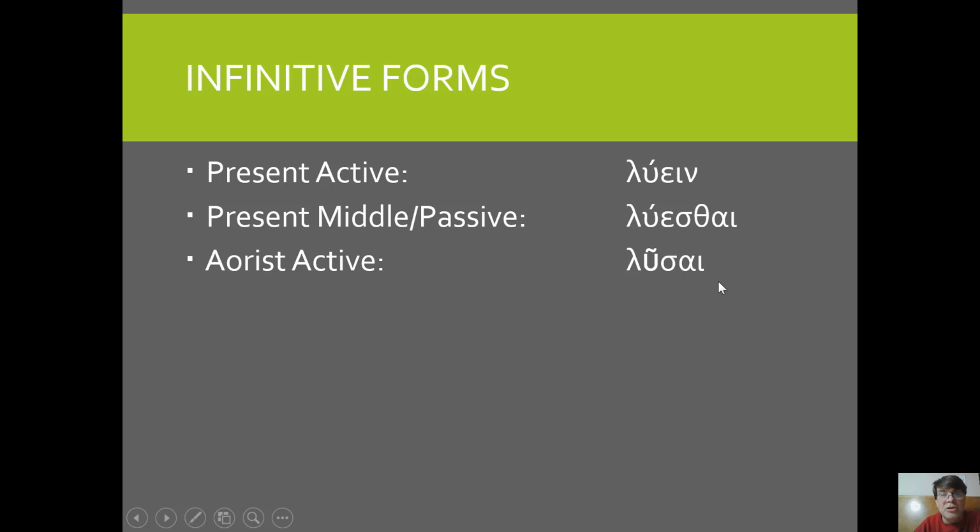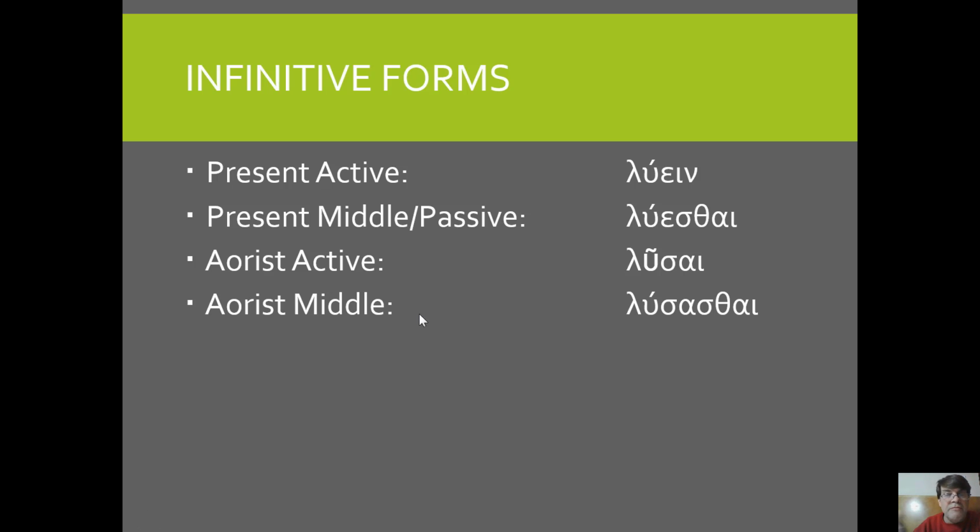Okay, so it just means to loose, no frills, generic Walmart brand tense, to loose. Aorist middle, lusasthai. Again, 6 out of 7 infinitives end in I. I've come to associate stha with middle or passive. Sigma alpha tells me it's aorist. So it's to loose oneself, say, or something like that.